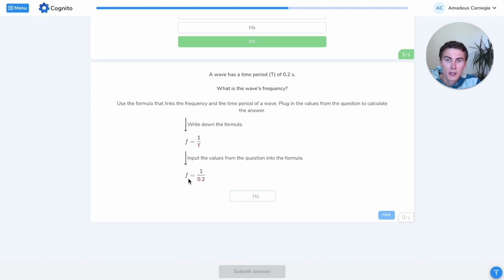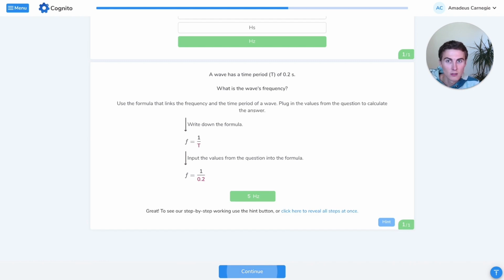So in this case, the frequency is going to be 1 over that time period of 0.2 seconds. So we just put that in the calculator, and that will be 5 hertz. And that's our answer. So remember, this is the technique that you want to use for any sort of calculation question. Write down the formula, plug in the values, and you get your answer.